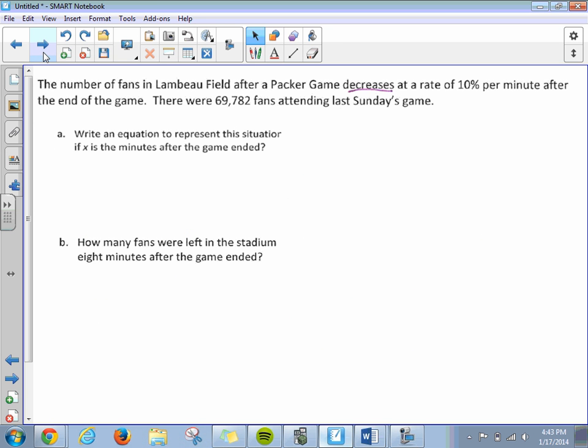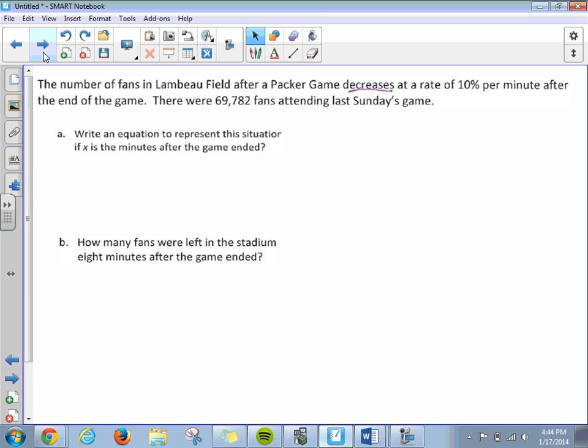Moving on, we've got a nice fun word problem. It says the number of fans in Lambeau Field after a Packer game decreases at a rate of 10% per minute after the end of the game. There were 96,782 fans attending last Sunday's game. So that's some information we know. What it wants us to do first is to write an equation to represent this situation if x is minutes after the game ended. So they're telling us that x has to represent the number of minutes.